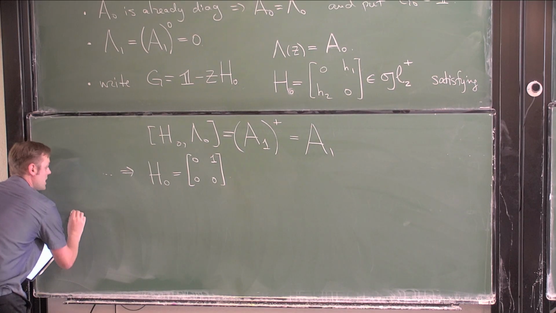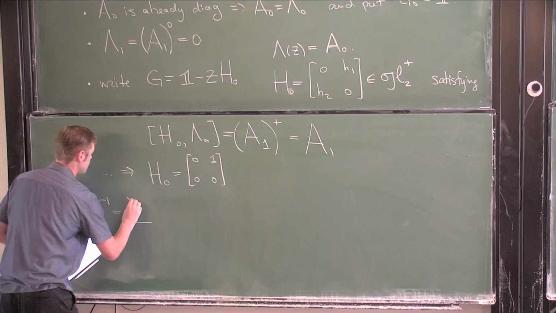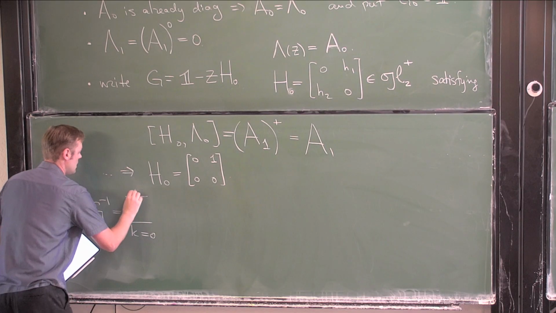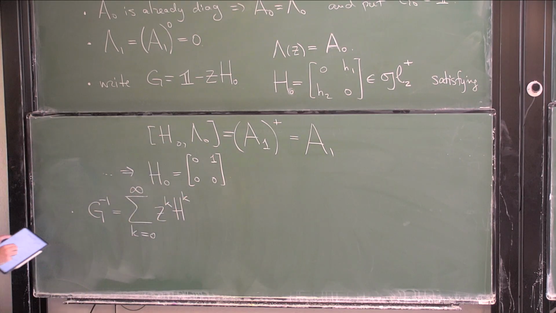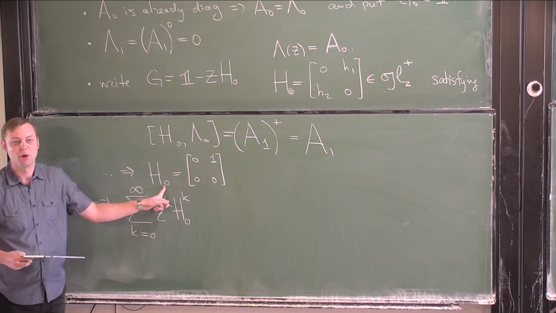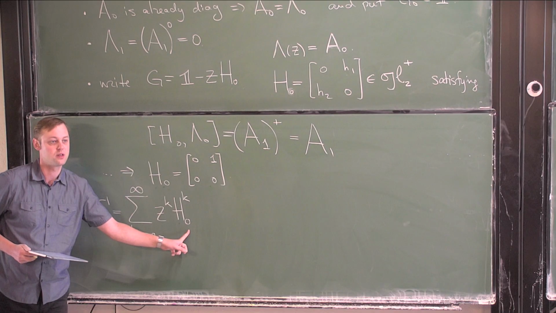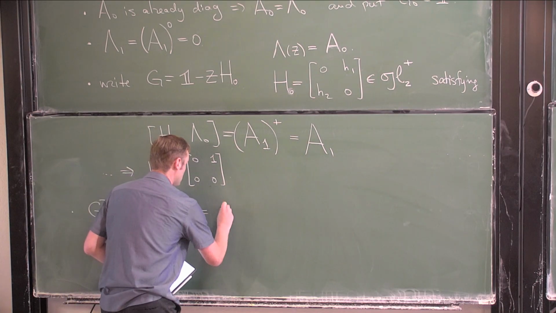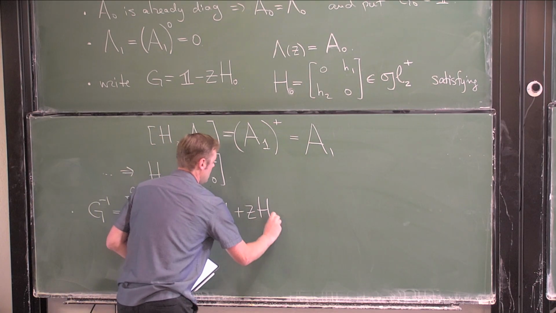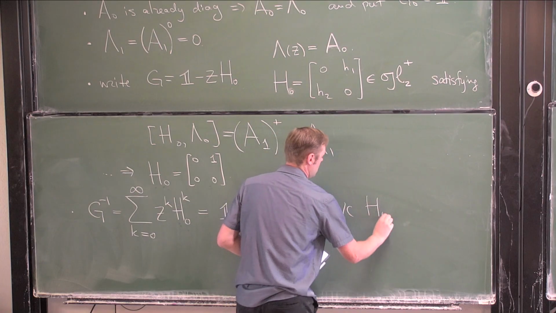And so in that case, G inverse is very simple to calculate. So G inverse is just an infinite power series in Z and H naught, but notice that H naught is nilpotent. Already the second power of H naught is 0, so this infinite power series terminates at k equal to 1. So this is actually just 1 plus Z H naught, because H naught squared is 0.